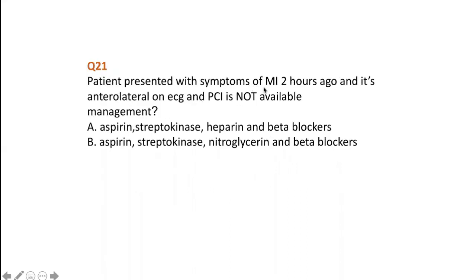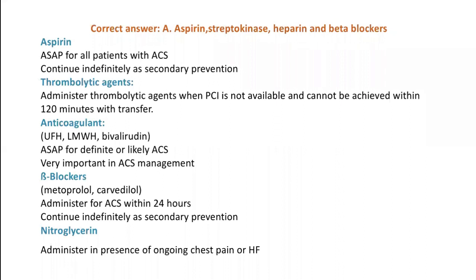A patient presents with MI 2 hours ago, and it's anterolateral on ECG. PCI is not available. What do you do? Aspirin, streptokinase, heparin, and beta blocker, or aspirin, streptokinase, nitroglycerin, and beta blocker? Maybe A. So you want to do aspirin, streptokinase, heparin, and beta blocker.